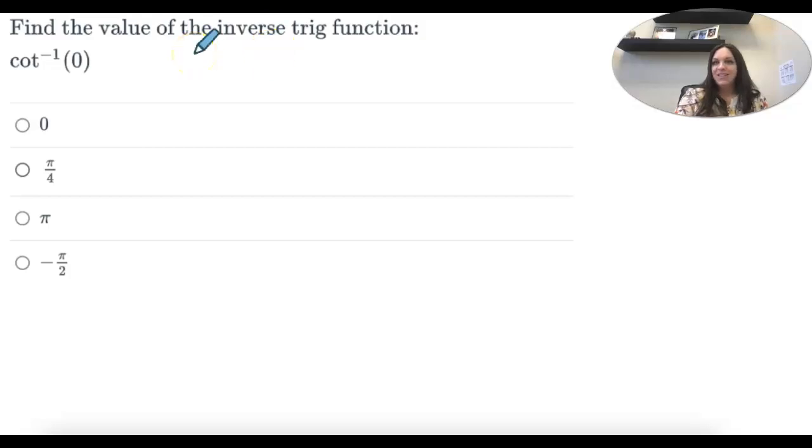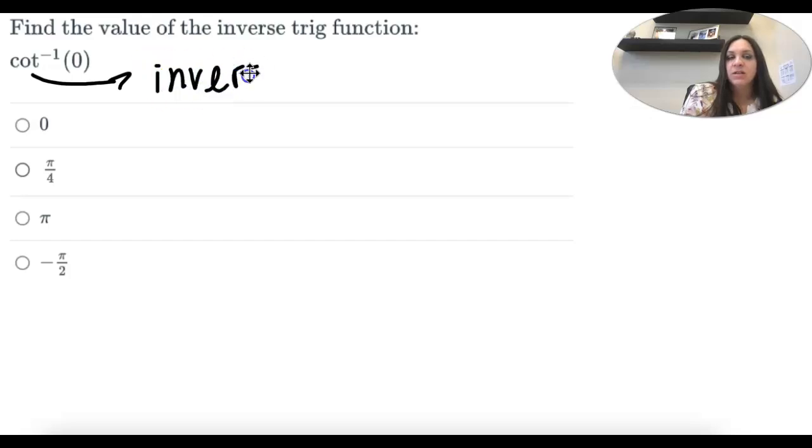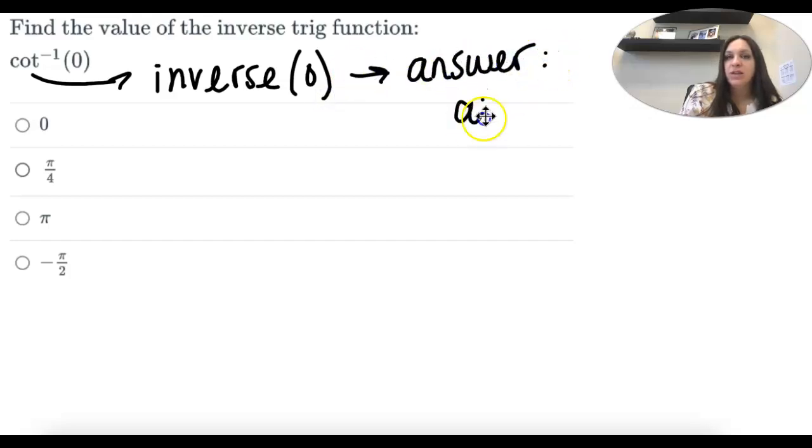Last section, guys. So we're looking at inverse trig functions. Find the value of the inverse trig function. When we look at inverses of just a regular function, our x and y switch. When we look at inverse of a trig function, our angles and our points switch. So when we have an inverse, 0 is the point, and our answer will always be the angle. So we want the angle when the point is at 0.